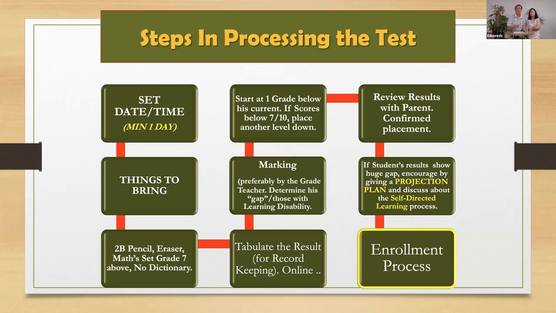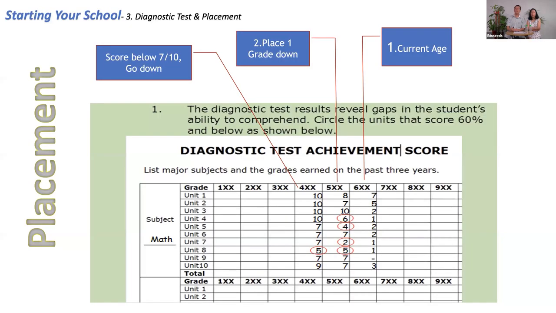Let me see if we have a book. This is the record system. 10 means he scored a 10. The one that we circle in red means he scored below expected. That is the mastery mark. That is a gap. Those in the red circle are called gaps. 4 is a gap, 2 is a gap, and so he has a lot of gaps here.